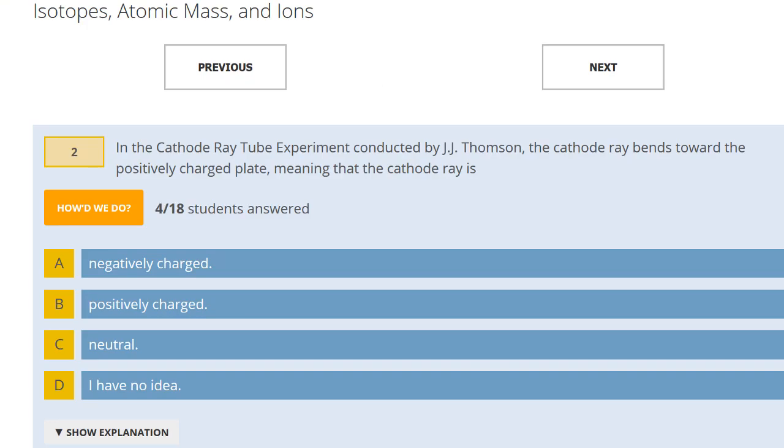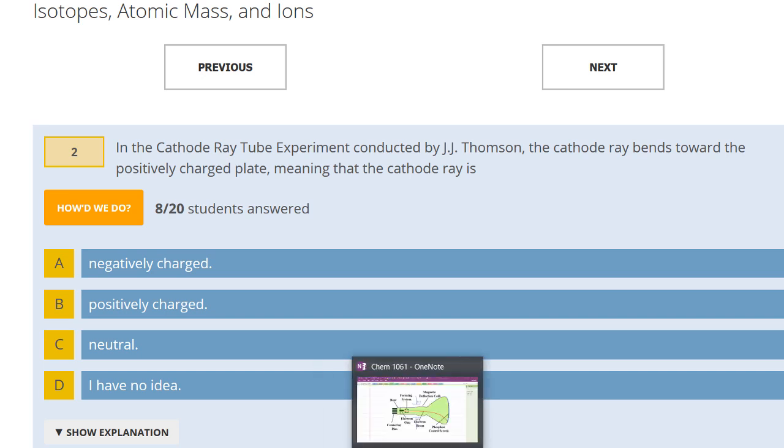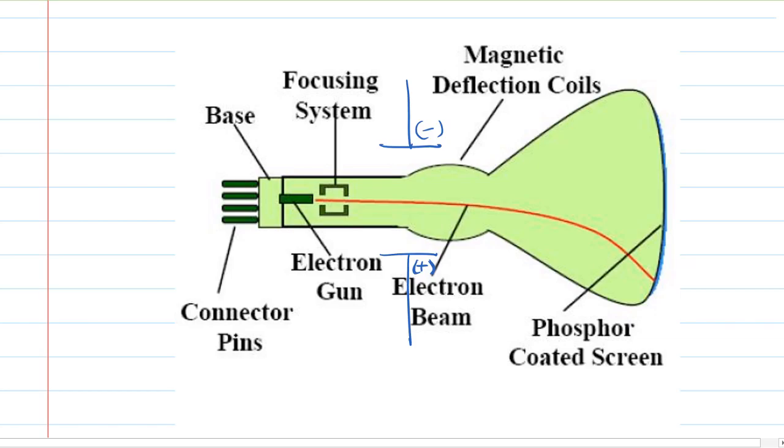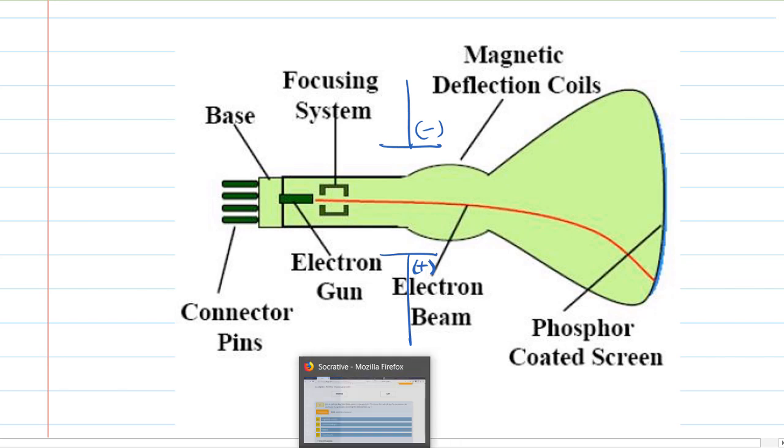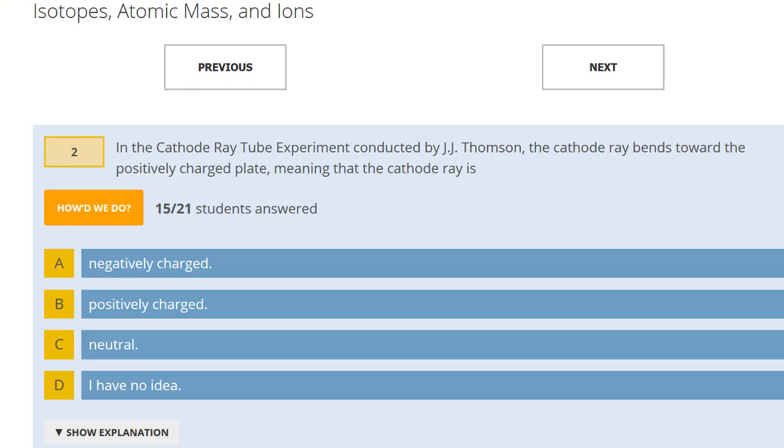Again, in the cathode ray tube experiment, which was conducted by a scientist by the name of J.J. Thomson, that cathode ray was bent towards the positively charged plate, meaning that the cathode ray is... and we'll get our answers locked in. We'll count down: 5, 4, 3, 2, 1.